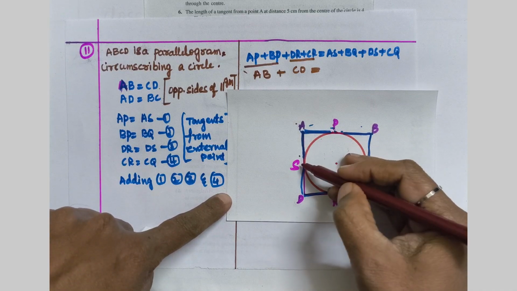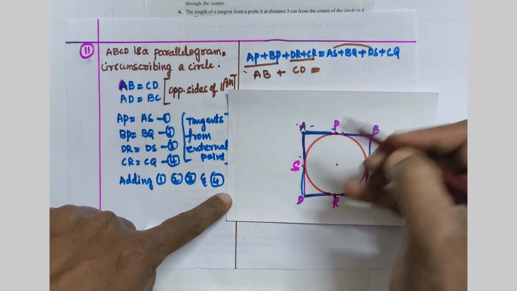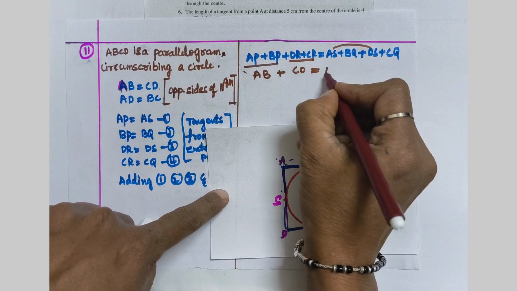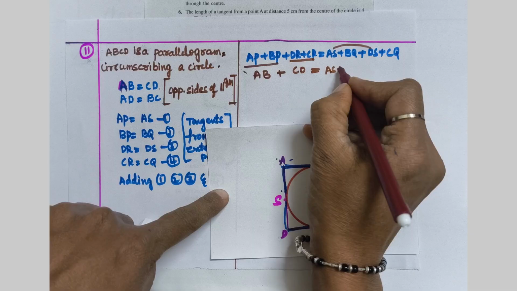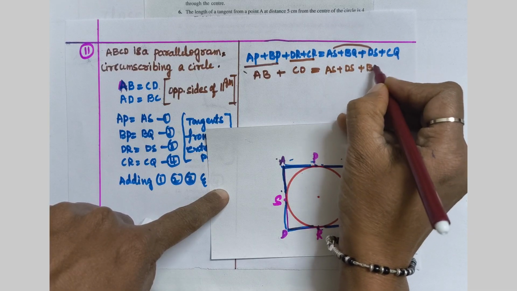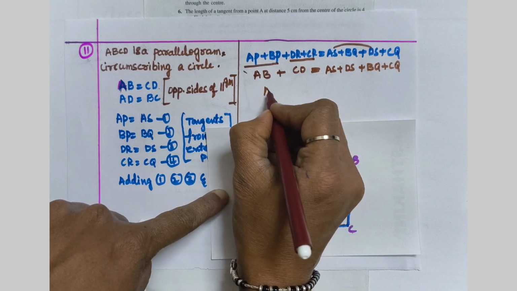See at this side, AS, DS you want. So AS, DS we will write on one side. AS, DS means you will get AD. So I will do one separate AS. Next I will write plus DS. Plus next we are taking BQ plus CQ. Now see here, this one write as it is.